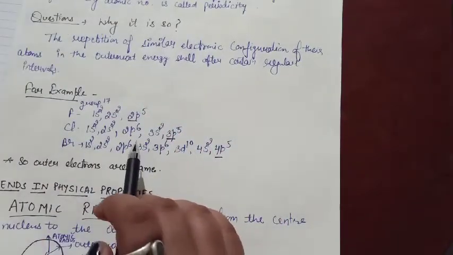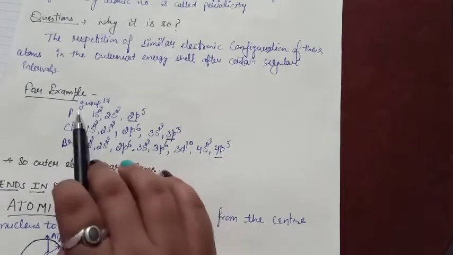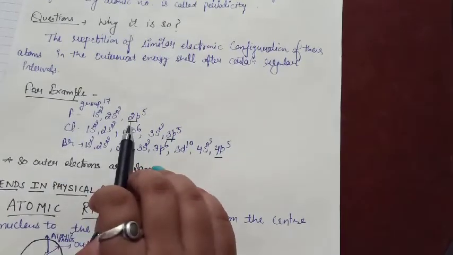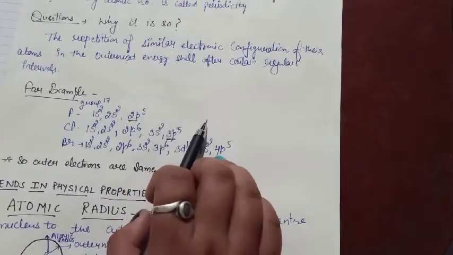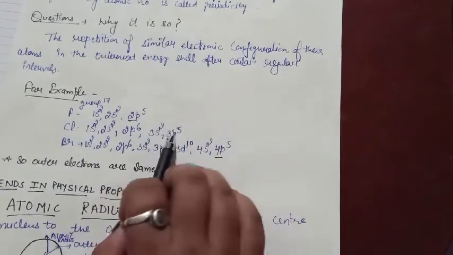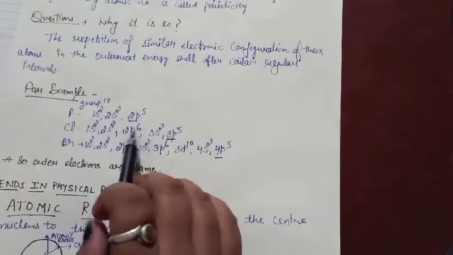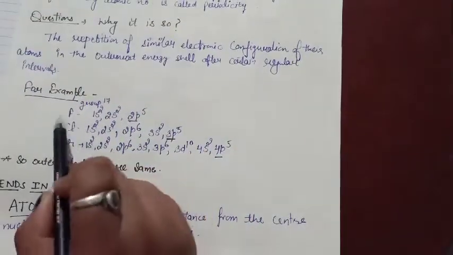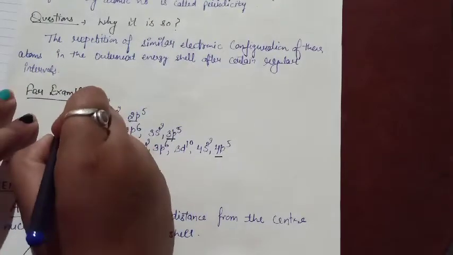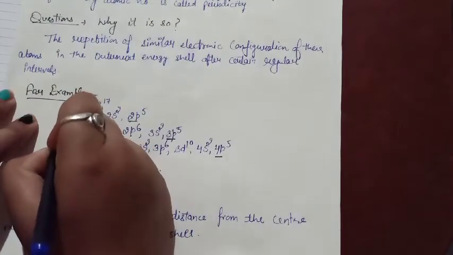Definitely it is after a regular interval, not continuous, because for fluorine the filling of 2p5 is there, then 2p6, then 3s1, then 3s2, then 3p will start. That means a number of elements lie between fluorine and chlorine, because fluorine has atomic number 9 and chlorine has atomic number 17.